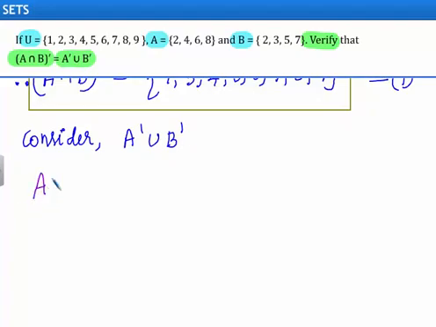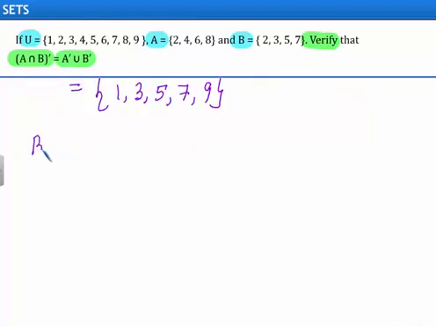First, let us find A complement. This will be equal to universal set minus the set A. So this will be equal to set of all elements which are in the universal set but not in the set A. They are 1, 3, 5, 7 and 9.